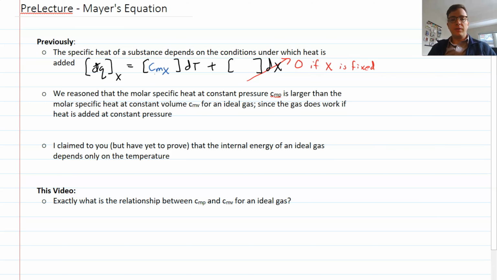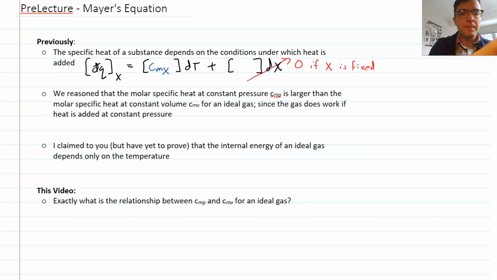We also argued previously that the molar specific heat at constant pressure is larger than the molar specific heat at constant volume for an ideal gas. That was because if I took a cylinder of ideal gas and added heat to it under constant pressure, the cylinder will expand and do work. So some of the energy that I put in the form of heat will be used up by the gas doing work on the environment. Whereas if I keep the volume constant, I don't let the gas expand, then the gas can't do any work, so all of the energy that I put in will go into the temperature increase in the gas.